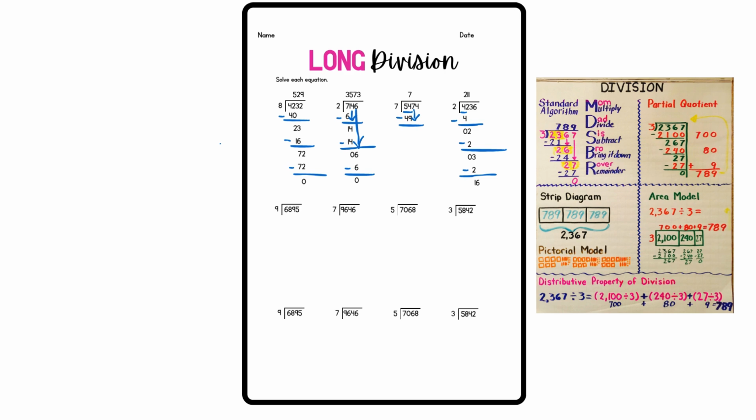So when we subtract 49 from 54, we have to remember we have to regroup to make the 4 into 14, and 14 minus 9 is 5. Then we bring our 7 down for 57. And make sure you remember 7 times what number will give you a number close to 57.